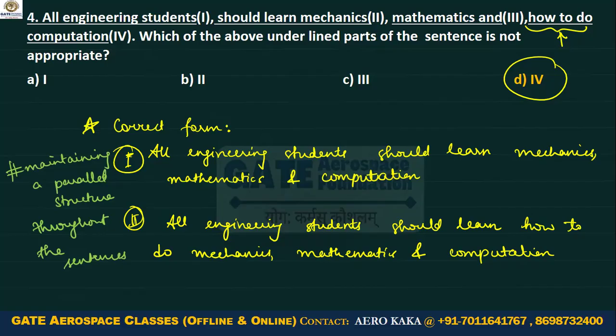So either it should be simply mechanics, mathematics, and computation, or how to do mechanics, mathematics, and computation. If I'm using it for the third part only, it's inappropriate, and that's why the fourth becomes the correct answer. I hope this is clear. To understand it better, I request you to go through these two statements which are written over here. The statements 1 and 2 will give you a clearer explanation and answer for this part. Okay, let's see the next question.